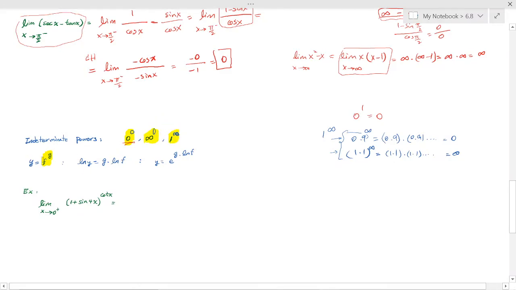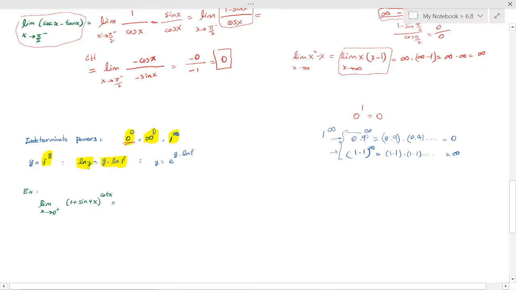In that case, what we can do is take an ln from both sides. What you would get is ln y equals ln f to the power g, but we can drag down the exponent and write it as ln y equals g times ln f. This was by the property of the logarithmic function.